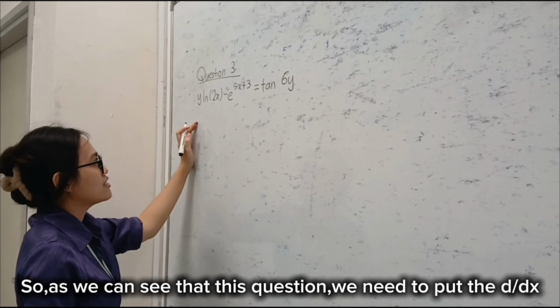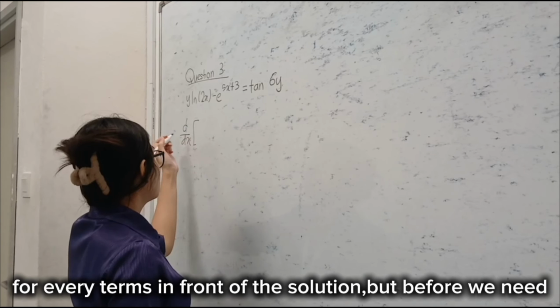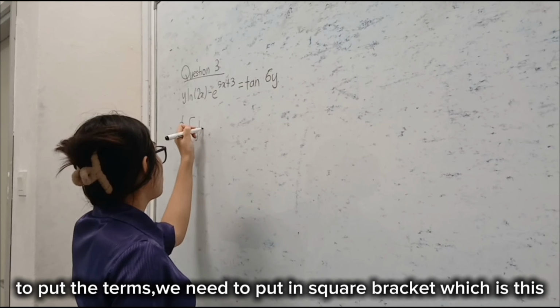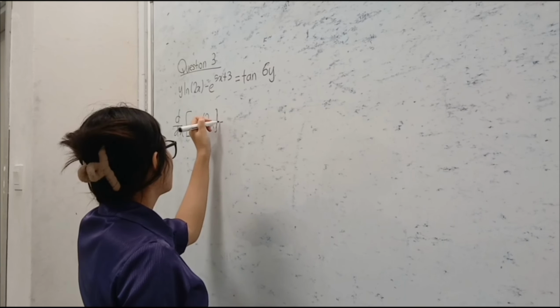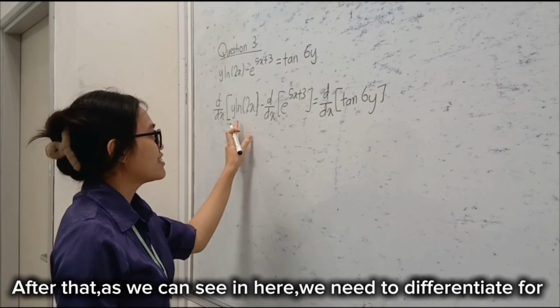As you can see in this question, we need to put the over the rest for every term in front of the solution. But before we put the terms, we need to put them in the square bracket, which is this. After that, as you can see, we need to differentiate every term.